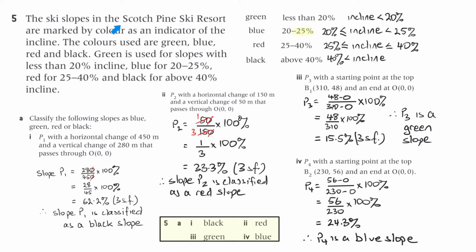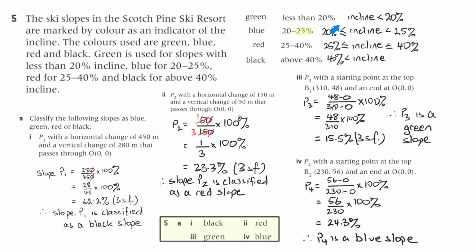Question 5, the ski slopes in the Scotch Pine Ski Resort are marked by colour as an indicator of the incline. The colours used are green, blue, red and black. Green is used for slopes with less than 20% incline, blue for 20 to 25, red for 25 to 40 and black for above 40. Now I've rewritten all of this like this, and notice that they've made a common error here where they've got blue to 20 to 25 and they've got red is 25 to 40. So I've changed it a little bit.